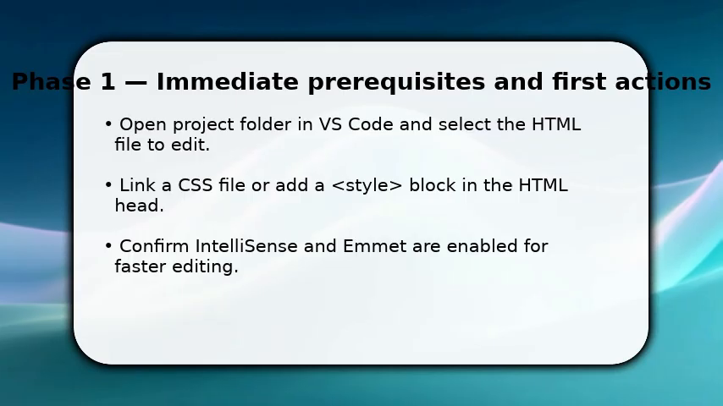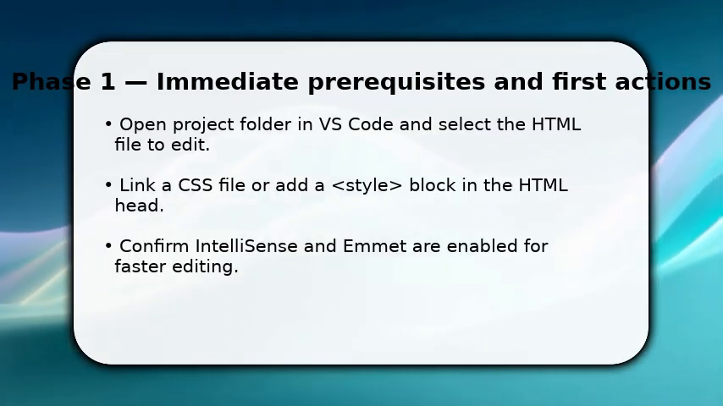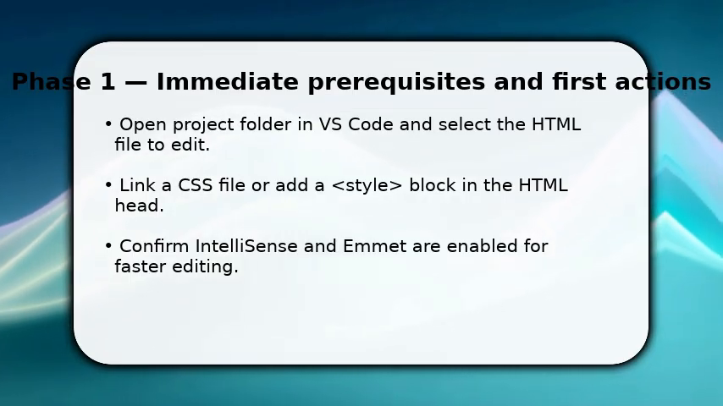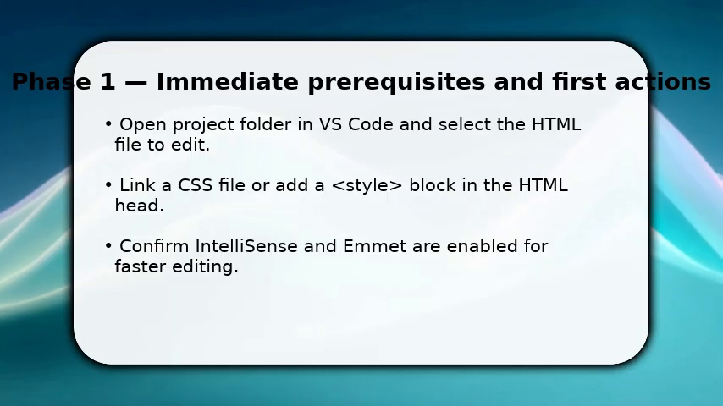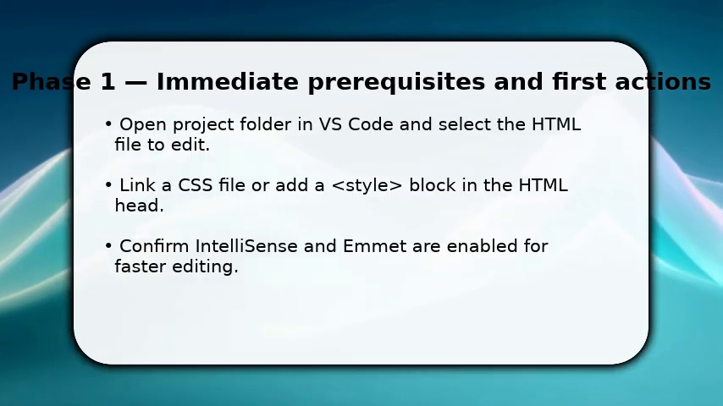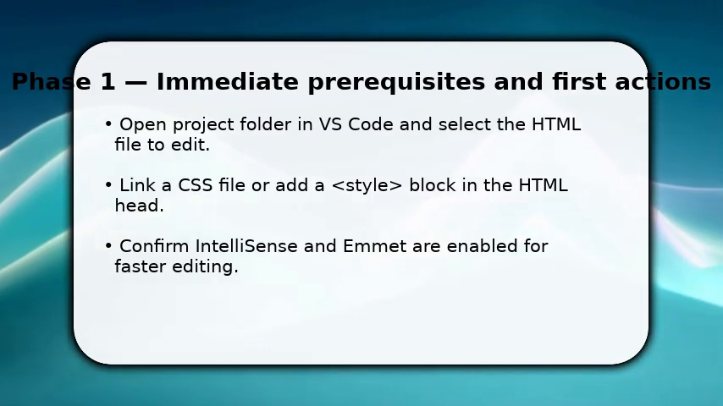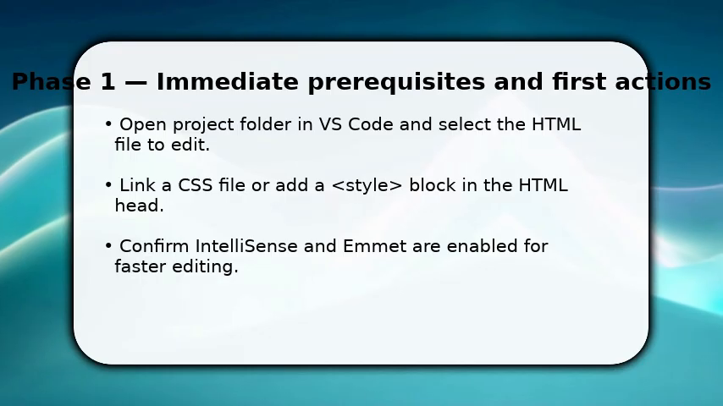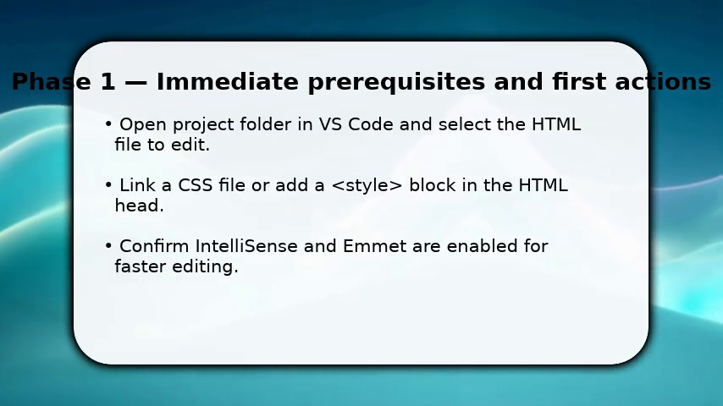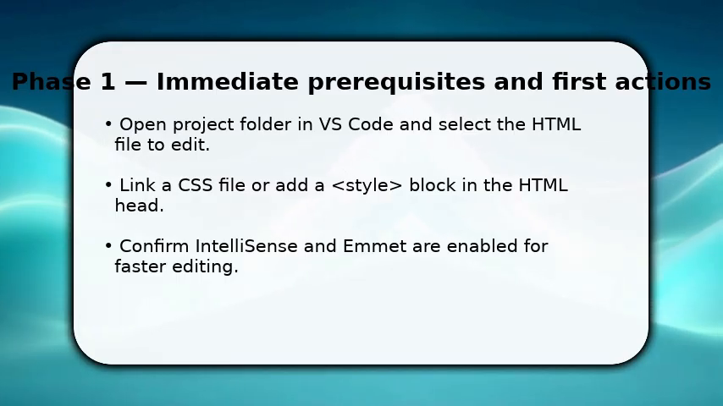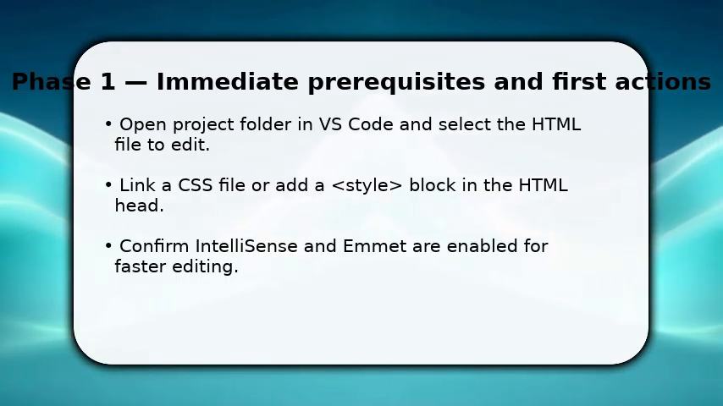You begin by opening the exact HTML file you will edit. Make sure VS Code has the project folder loaded. Next, create or link a CSS file, or add a style block inside the head so styles apply immediately. You want Emmet and IntelliSense active to speed typing. These tools suggest selectors and help avoid syntax errors. Once done, position the cursor inside the selector you will change and get ready to add font rules.